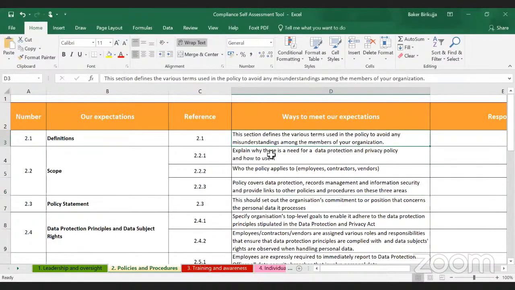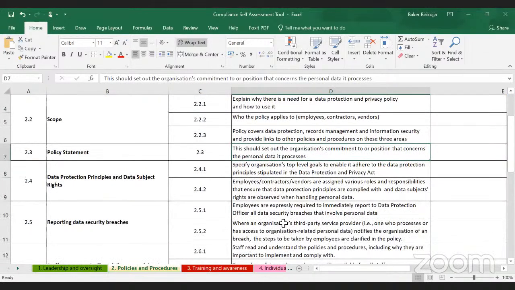One, the definitions, the scope. Remember, the policy just tells your employees and then contractors and third parties what their responsibilities are. So that's generally the scope. And it should have links to the other policies, information security, records management, and any other related to data protection. Then what your statement is as the organization, the responsibilities of each party in regard to the principles and the rights, the requirement to report breaches.